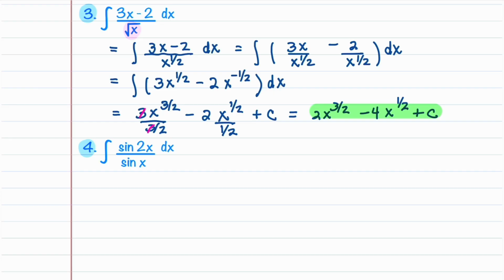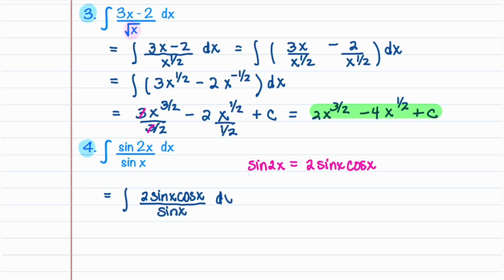We need to simplify this integral before we can actually integrate it. And to do that, we are going to have to use a trig formula that relates sine 2x to sine x. And that formula is sine 2x is equal to 2 sine x cosine x. That's a really good one to memorize because it comes up a lot. Now we can rewrite our integral as 2 sine x cosine x, all divided by sine x times dx.